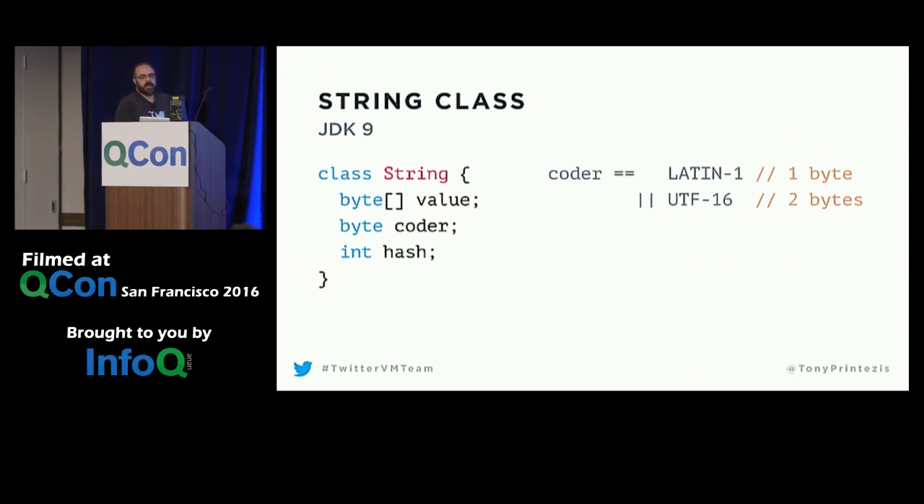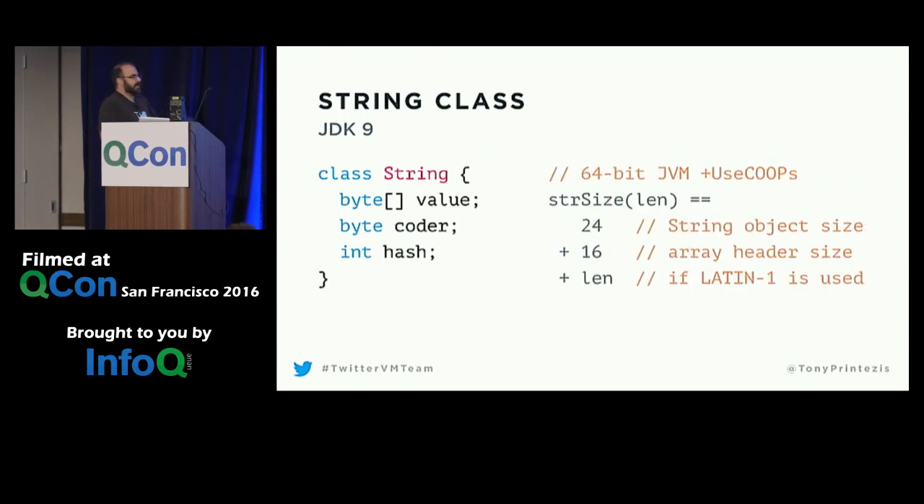Okay? Let's do the calculation again to see how much space this takes up. Again, we have 24 bytes for the string object size. And you should be going, hang on, you added a new field. How can it still be 24 bytes? It was 24 bytes before when you didn't have the coder field. It turns out that the VM aligns objects to 8 bytes, and there were 4 bytes to spare from before, so that was lucky. So you add a field, and the object size doesn't increase. That's very nice.